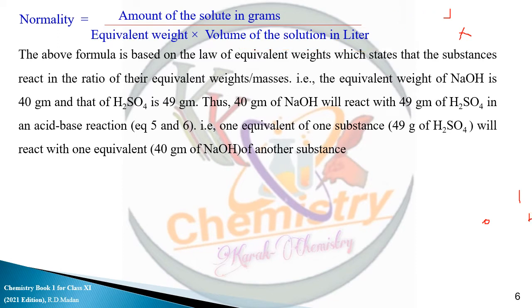Now, what does it actually state? It states that substances react in the ratio of their equivalent weights. How? Suppose we have sodium hydroxide. Its equivalent weight is 40 gram, because the molar mass is 40 gram and the number of replaceable entity here is 1 OH. So 40 divided by 1 is equal to 40. So the equivalent weight must be 40.